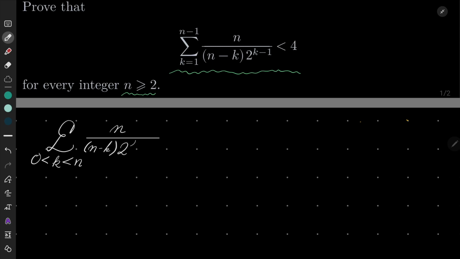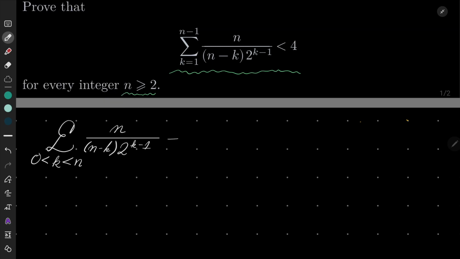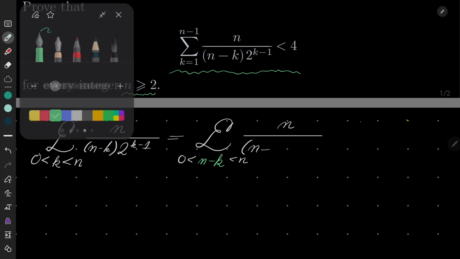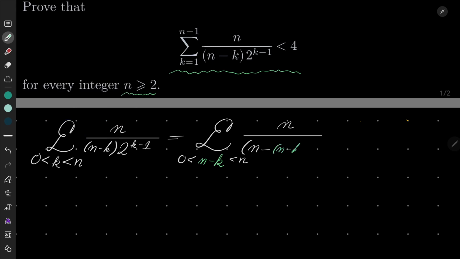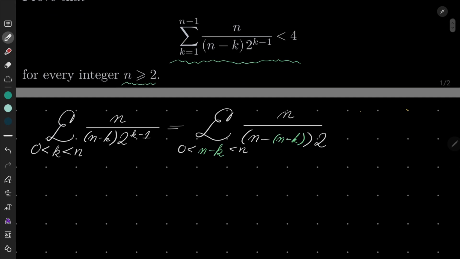Okay. And now, what will I do? Now, instead of k, I will put n minus k. So n minus k is greater than 0, less than n. n stays the same, and here I have n minus k to the power 2 to the power n minus k minus 1.